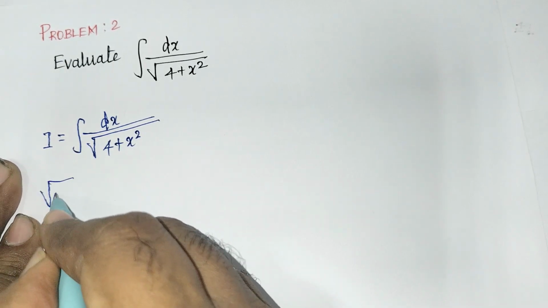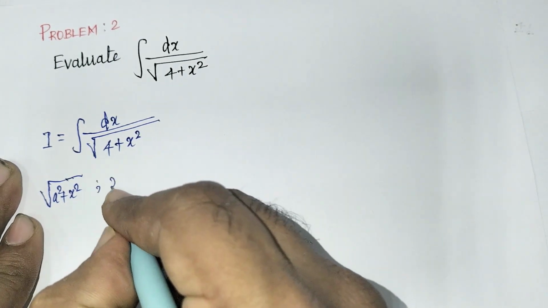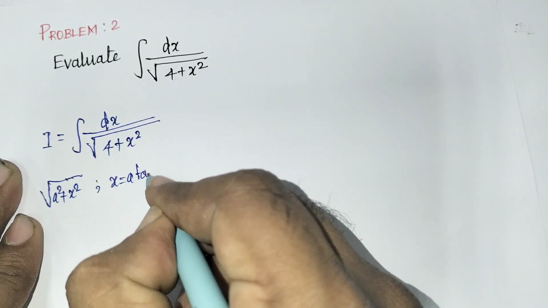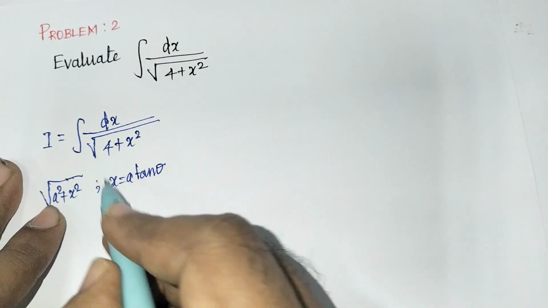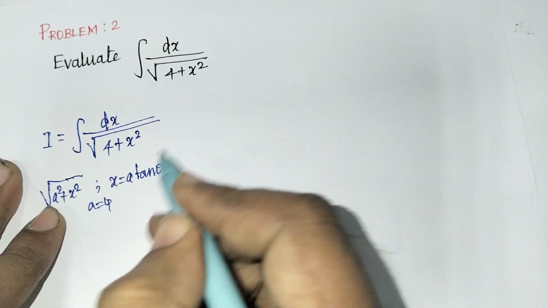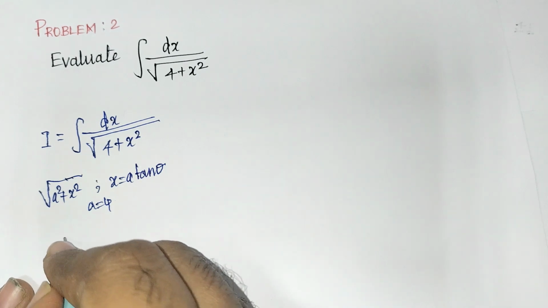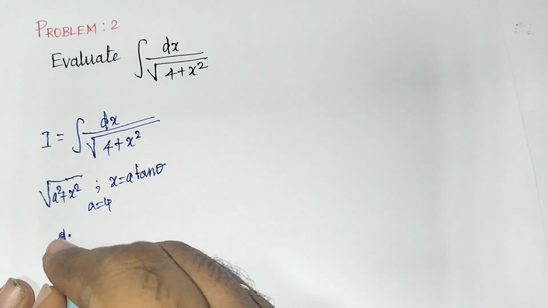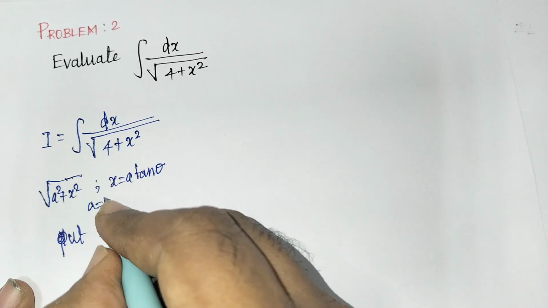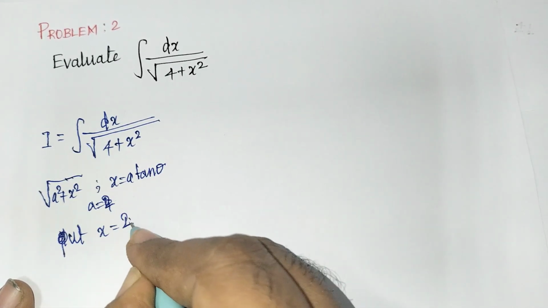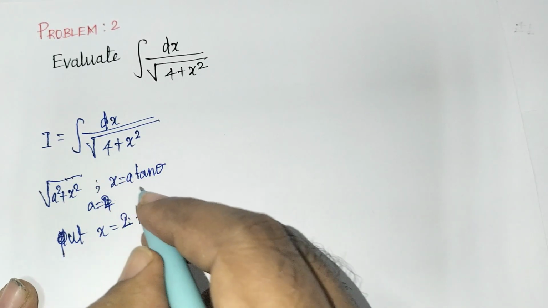So the expression considered is square root of a square plus x square, which means we can replace x equal to a tan theta. Instead of a, here a square equal to 4 means a equal to 4, we can substitute. So now I'm going to differentiate this x term. First, put x equal to a equal to 2, not 4. Put x equal to 2 tan theta, because a square equal to 4, a equal to 2.